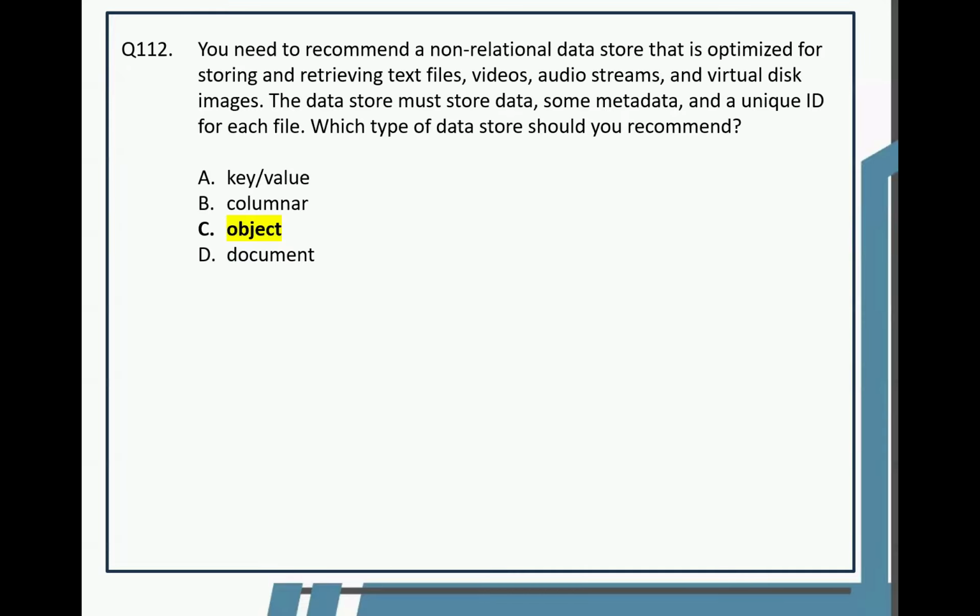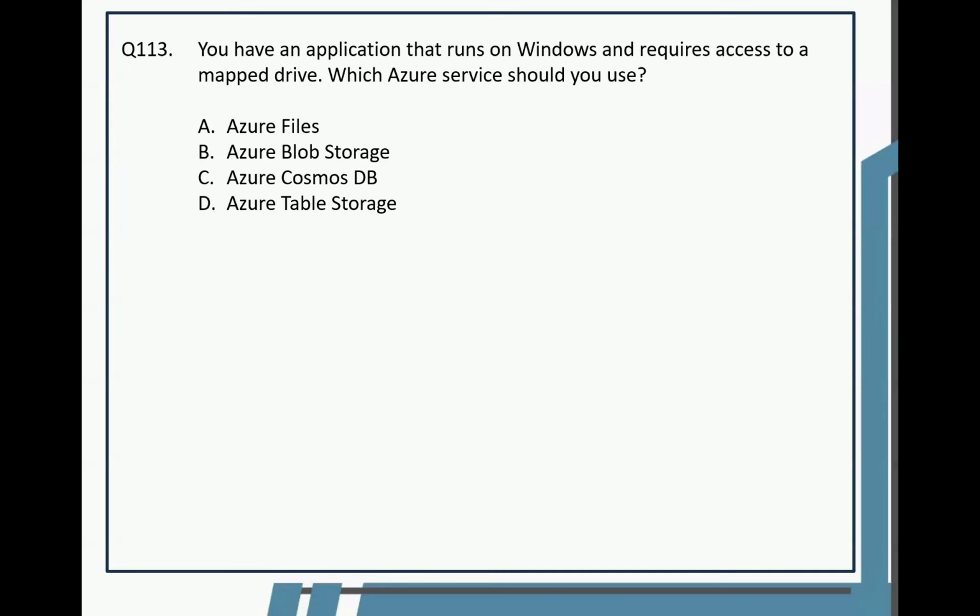We will move on to question number 113 of the series. You have an application that runs on Windows and requires access to a mapped drive. Which Azure service should you use? Your options are Azure Files, Azure Blob Storage, Azure Cosmos DB, Azure Table Storage.